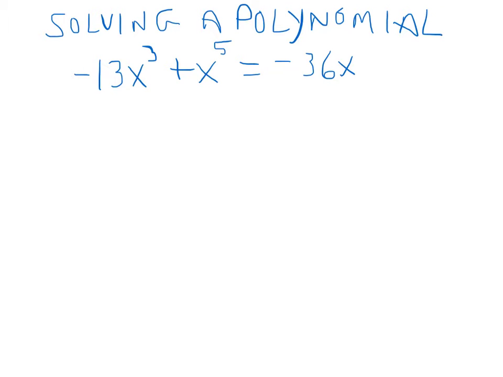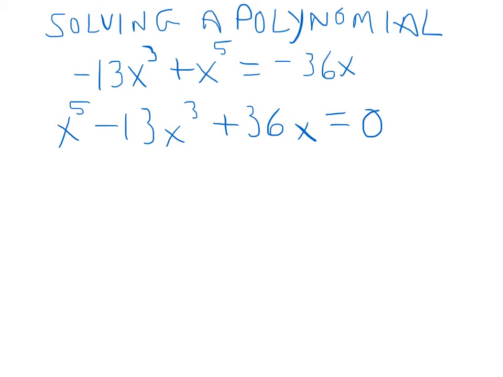Alright folks, today we're going to learn how to solve a polynomial, and we're going to do that by factoring and using the zero product property. Here's the initial problem. Let's first get things in the proper order. So we'll do x to the fifth minus 13x cubed plus 36x equals 0. If we want to solve a polynomial, we've got to get everything equal to 0. Then we can use the zero product property.